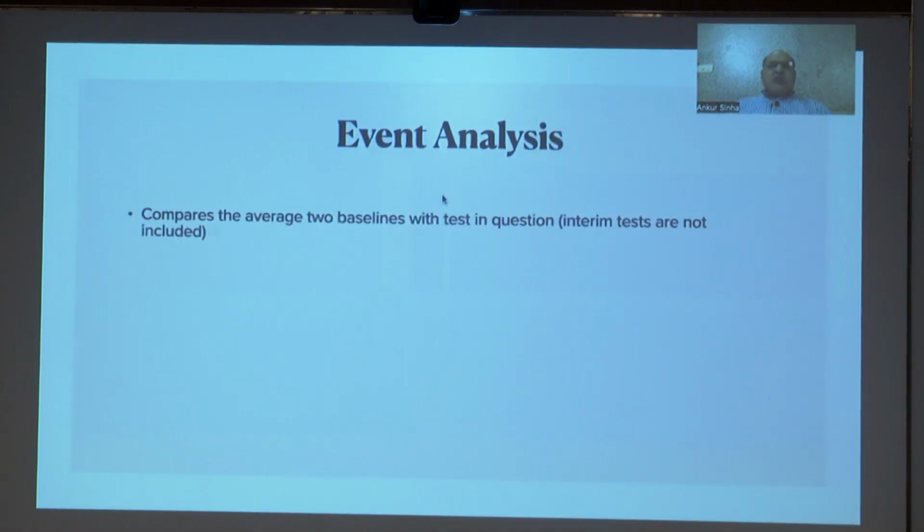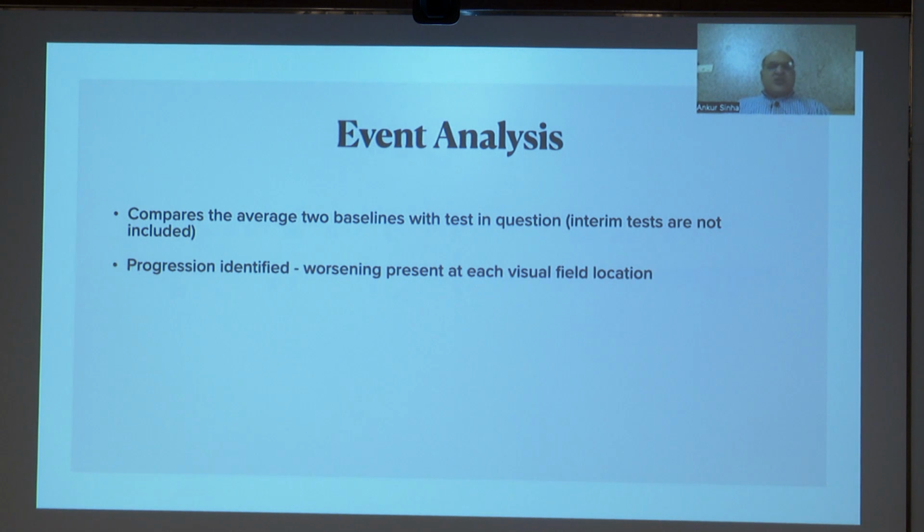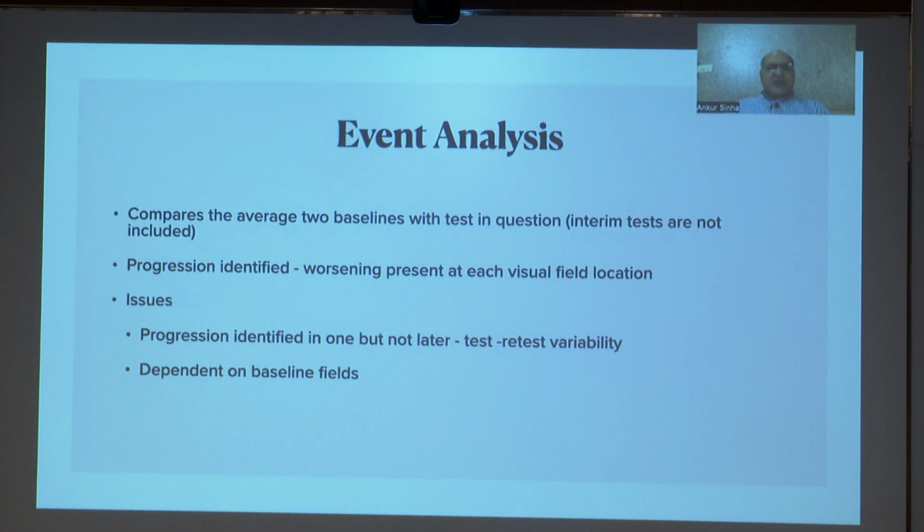Now we move on to event analysis. It compares the 2 baseline averages with the test in question. Now progression is identified when there is worsening present at each visual field location. Now what are the issues of event analysis? The progression cannot be identified sometimes because there is sometimes a good visual field and sometimes a bad visual field because of test-retest variability.